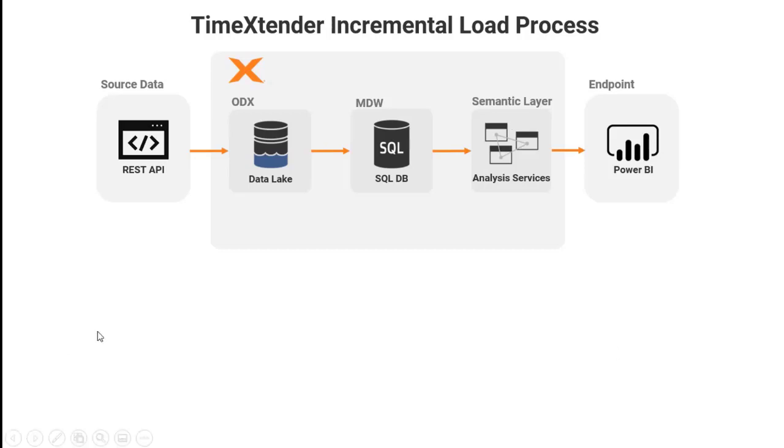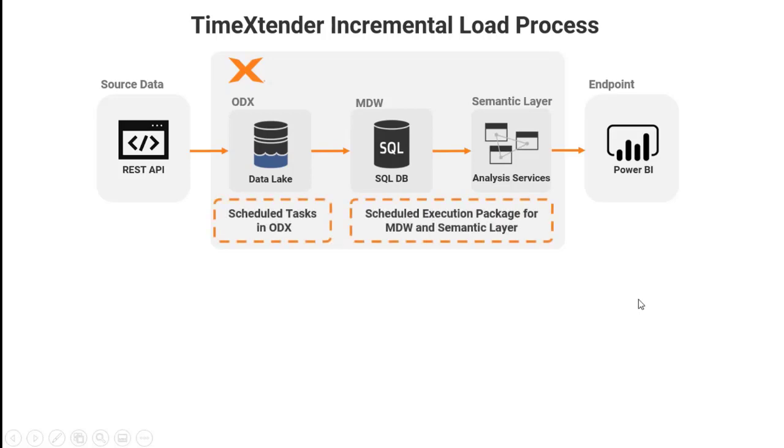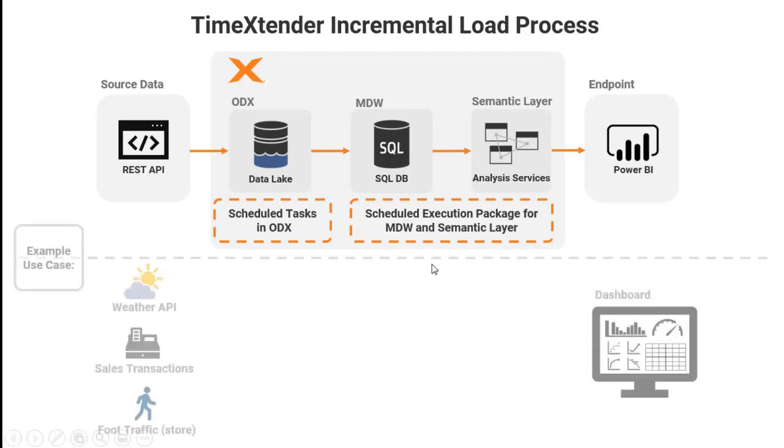All right, so in today's example, I'll be looking at a weather API, pulling that in through the data lake and then through the rest of the project, really. Now, in TimeXtender, this works in two functionalities. First, we're going to schedule the task in the ODX, and then we're going to schedule the execution package for the rest of the project, the MDW and the semantic layer. And the reason why becomes clear when we think about an example.